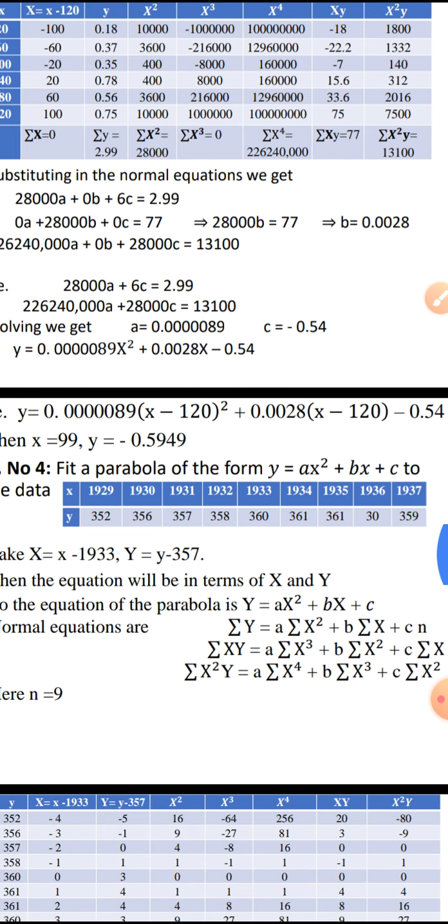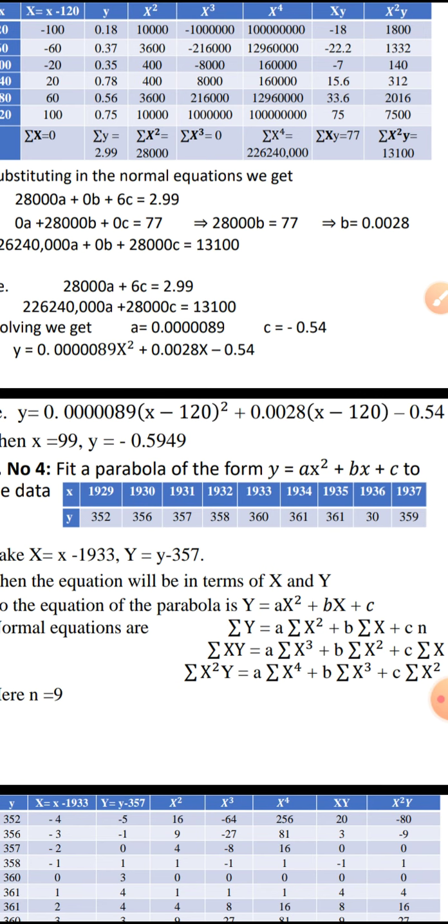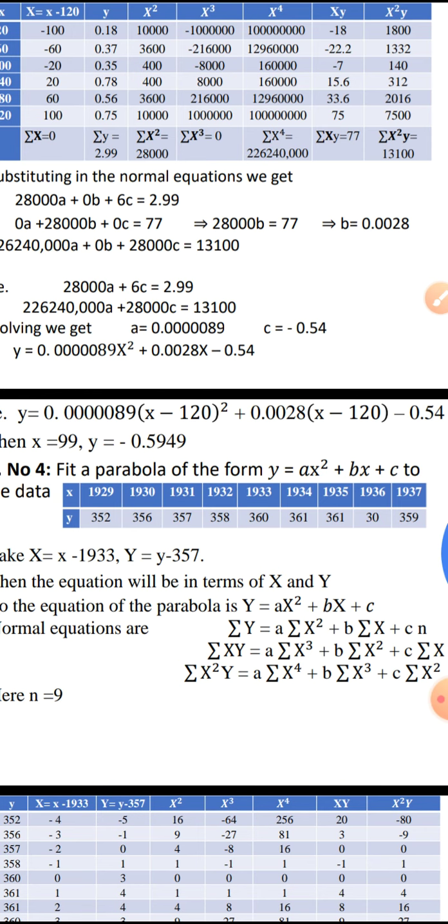For that, if you look at the x values, 1933 is almost the central value. Similarly, if you look at the y values, 357 is almost the central value. y values vary from 352 to 359. So I can take almost the central value as 357. Nothing wrong even if we take 356. So we'll change the scale by taking capital X as small x minus 1933, capital Y as small y minus 357, so that small x and y are changed into capital X and Y.